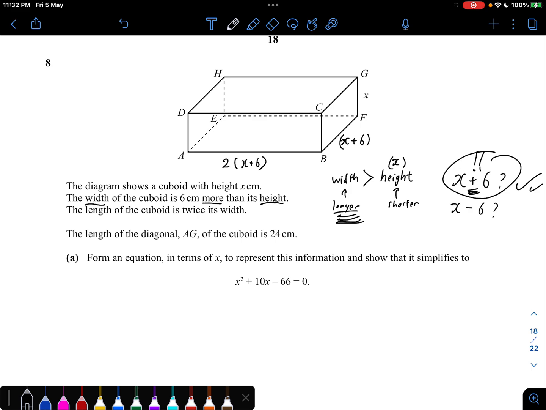So now that we have the dimensions, we can form an equation. So let's see. The length of the diagonal AG of the cuboid is 24 cm. This is when you really need to have 3D visualization skills. So AG is over here.